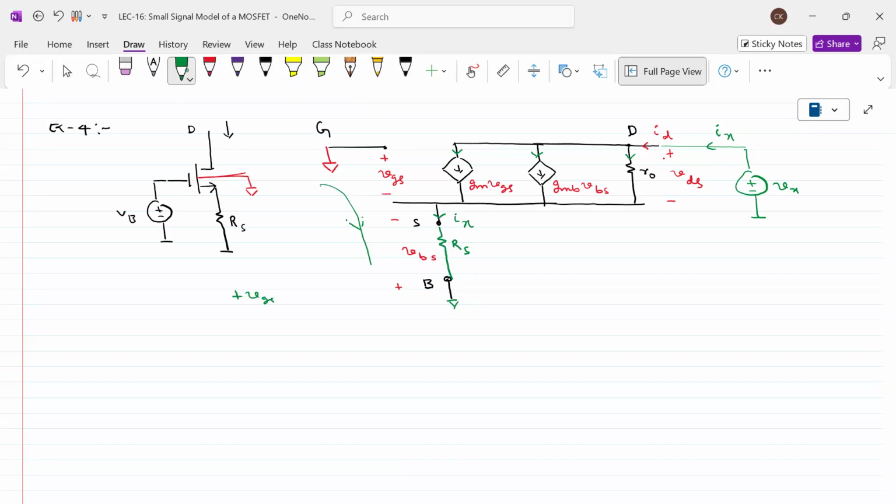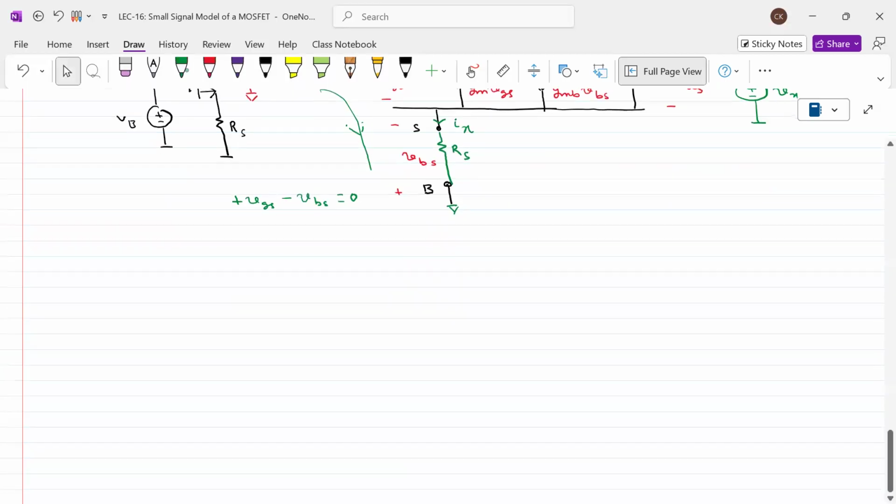Less VCS minus VBS is equal to 0. Or I can say that VCS is equal to VBS. Am I right? What is the VBS here? Anyone? What is the VBS? Ix is multiplied with Rs. But where is it coming from, VBS actually?